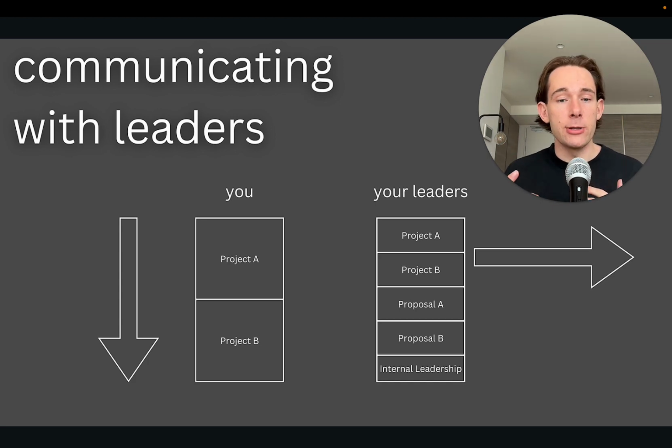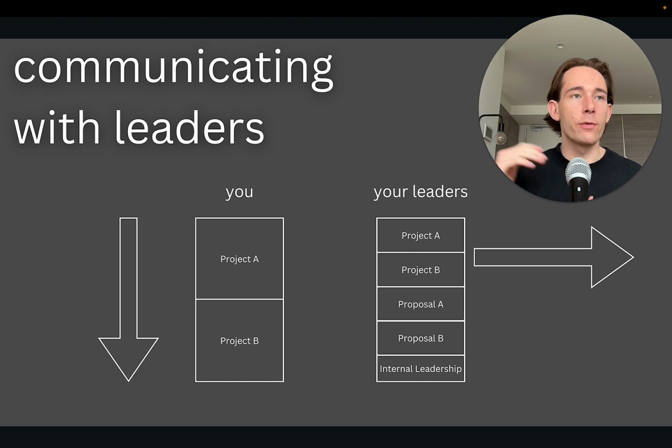Now, why does it matter for communication? It matters because, let's say you're a consultant or a grad, you're going to have questions, right? That's part of it. You're going to have things you need to check with your manager. Maybe it's something that you don't know how to solve and you're going to go to them for help.